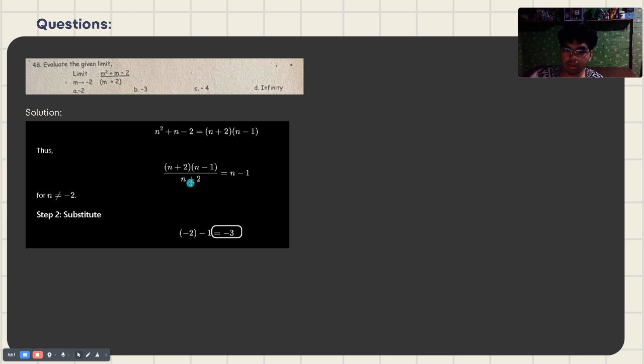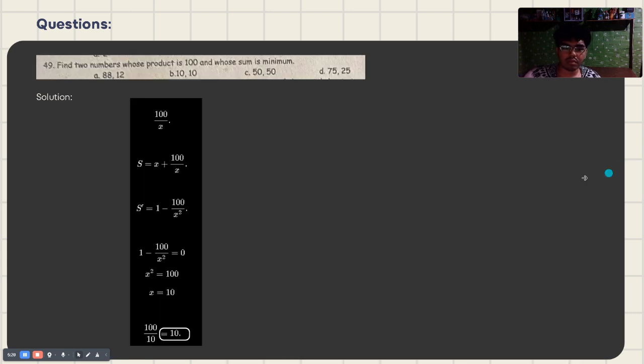Thus, m plus 2 times m minus 1 over m plus 2 is equal to m minus 1, for m not equal to negative 2. We will substitute m, which is negative 2. So negative 2 minus 1 is equal to negative 3. So for number 48, the correct answer will be letter B.